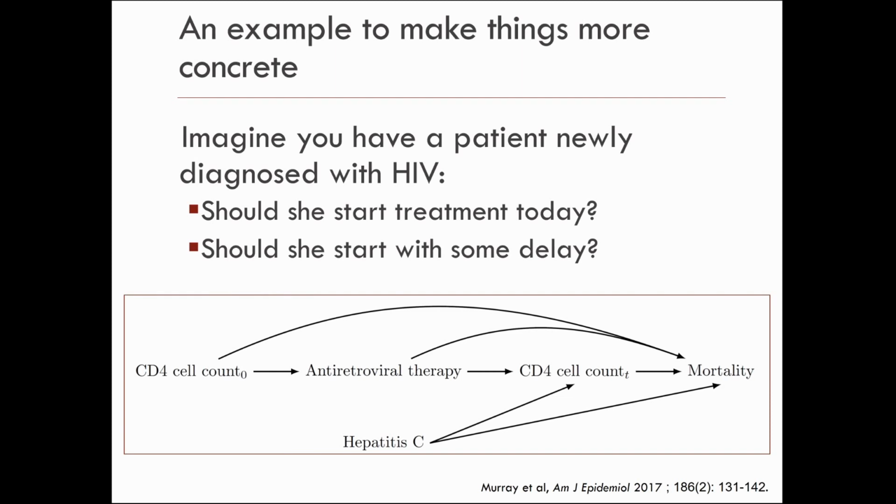Antiretroviral therapy and CD4 count are both independent predictors of mortality, and there may be some other independent predictor of mortality, such as hepatitis C, which could also affect her immune function over time.